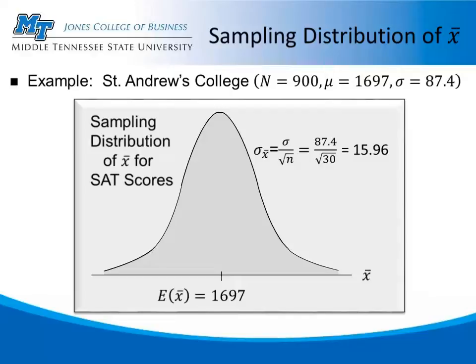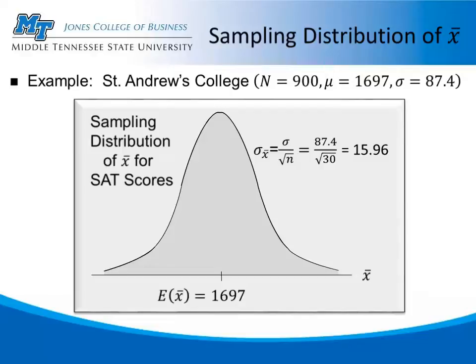All we have to do to get the standard deviation of x bar is to take sigma and divide it by the square root of n. So sigma in this problem was 87.4. The sample size was 30, so we divided by the square root of 30. And that's approximately 15.96. 15.96 is the standard deviation of the sample mean. 15.96 is the standard error of the mean.